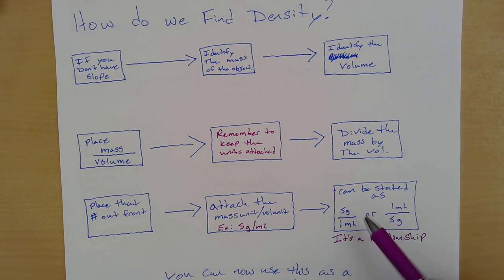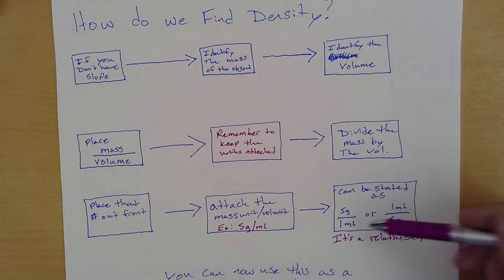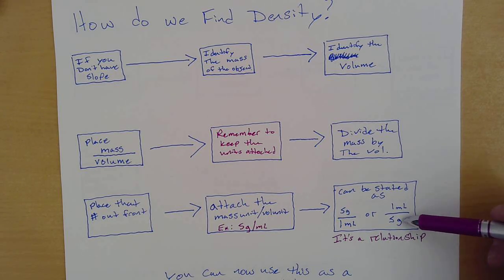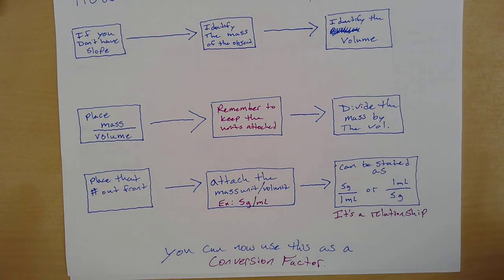And this can be stated, we can use this as 5 grams over 1 milliliter, or we can use 1 milliliter over 5 grams, just because it's a relationship. And that's how we use it as a conversion factor. So I can start to move things around. So let's actually do this.